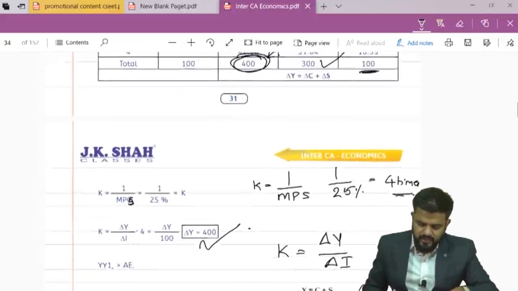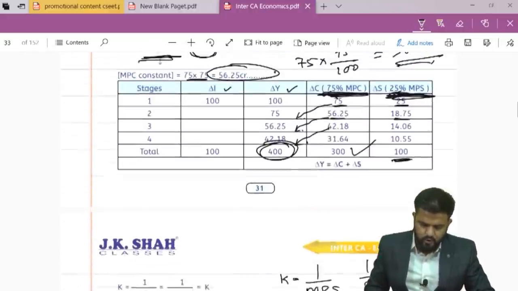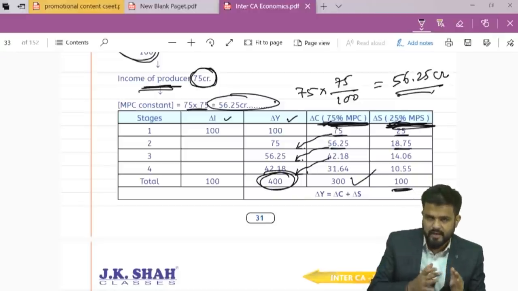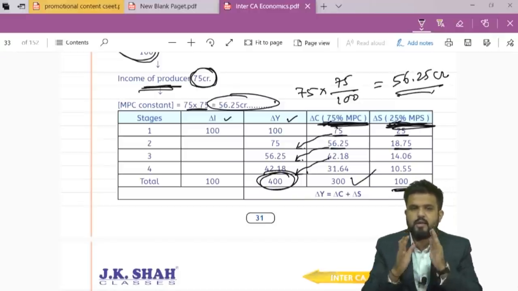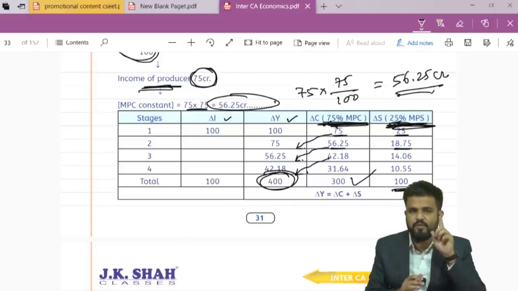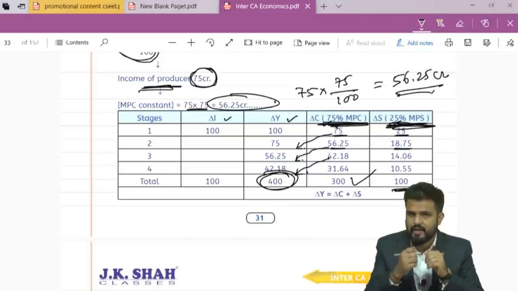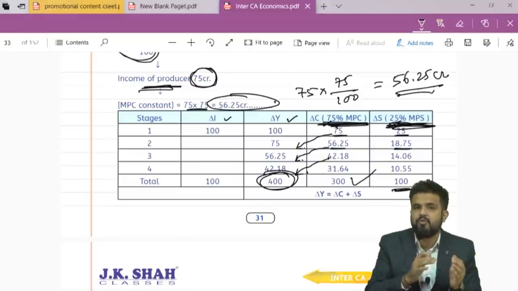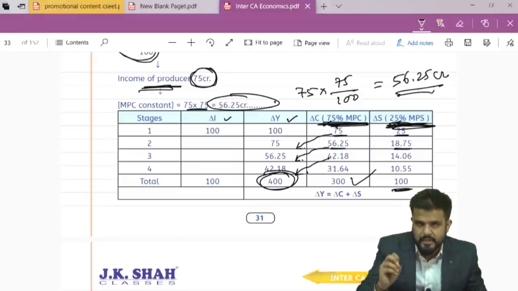So students, please understand, numerical sums can come. Calculate delta C, calculate delta Y, calculate delta I. Be thorough with the three formulas. First, K equals delta Y upon delta I. Second, K equals 1 upon 1 minus MPC. And third, K equals 1 upon MPS.